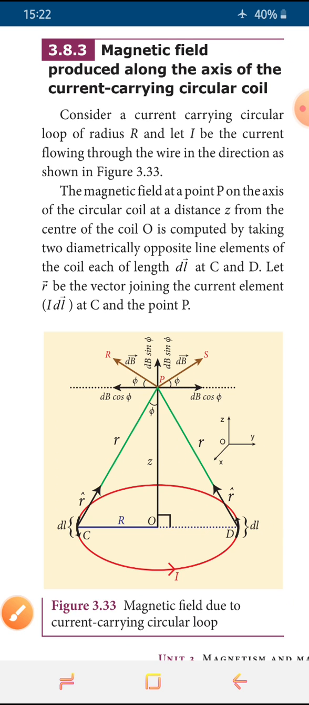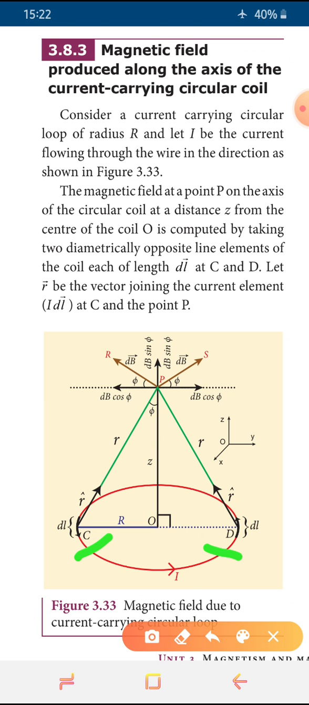Understood? Yes. And now in this current carrying circular coil, on both sides, at the point C and at the point D, we are choosing a small segment of the wire.